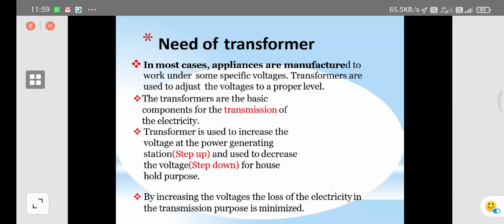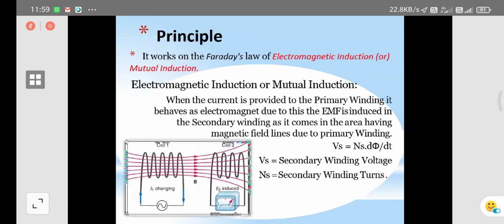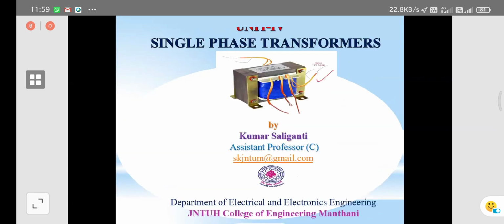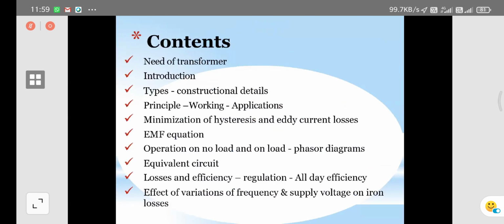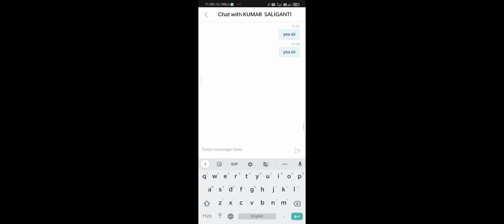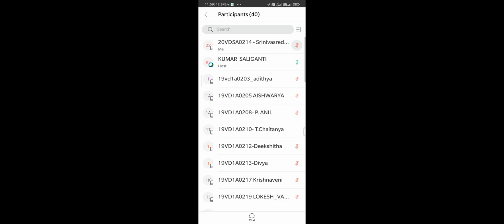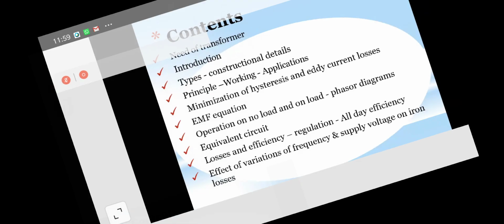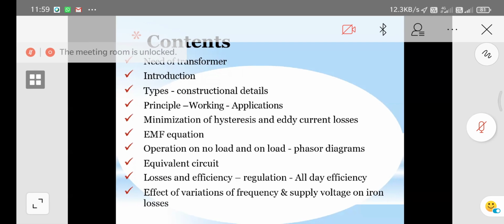Stepping up and stepping down voltages. Please, can you hear me? Sorry, is my voice clear or not, dear students? So, transform voltage from primary to secondary without changing frequency, either raise or lower the voltage and currents.